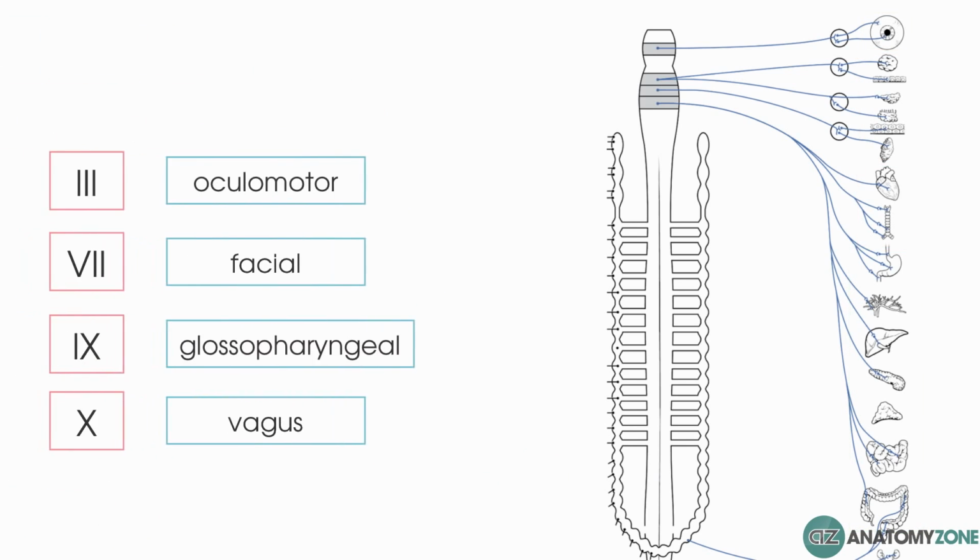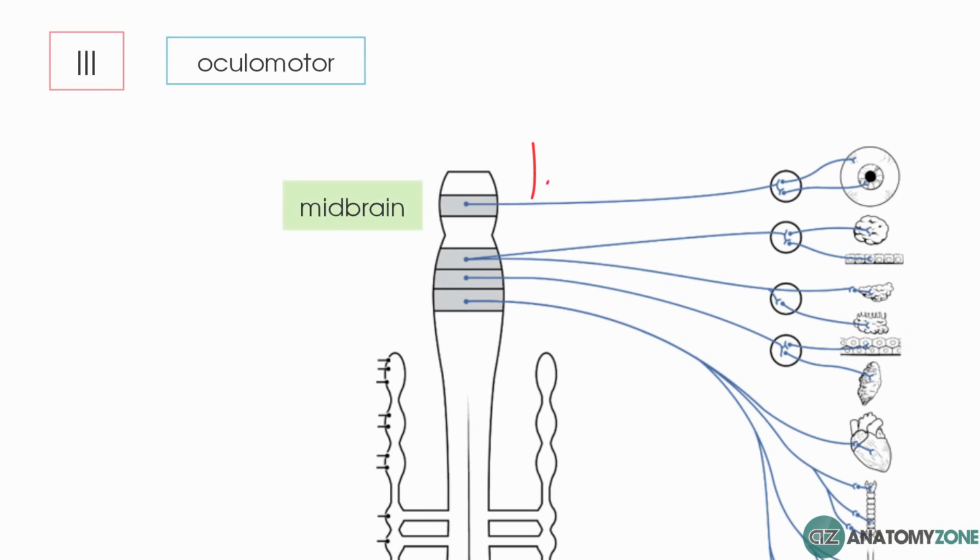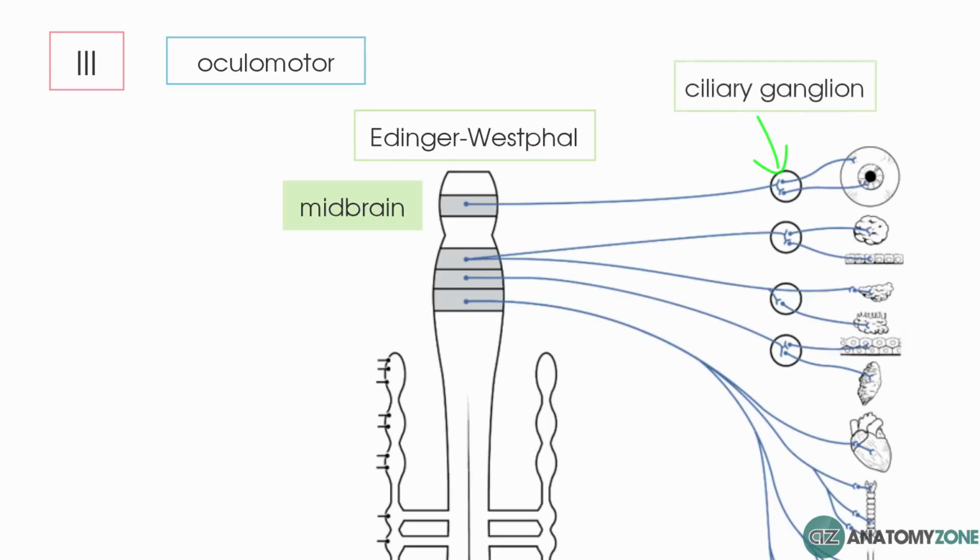So let's take a brief look at these individual cranial components of the parasympathetic nervous system. So the first one is the oculomotor nerve, cranial nerve 3. So this has its origin in the midbrain at the Edinger-Westphal nucleus. And the oculomotor nerve extends to this ganglion in the periphery called the ciliary ganglion, and then this innervates the ciliary muscle and brings about accommodation of the lens, and it's also motor to the pupil, so it causes constriction of the pupil.